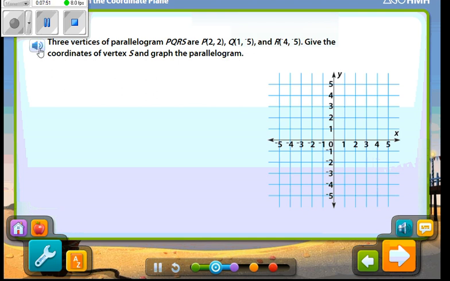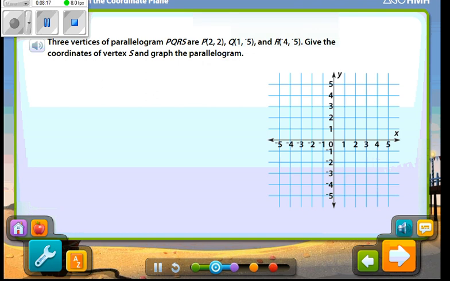Let's plot the given points on the coordinate plane. 3 vertices of parallelogram PQRS are P (2, 2), Q (1, -5), and R (-4, -5). Give the coordinates of vertex S and graph the parallelogram. Let's plot the given points on the coordinate plane.